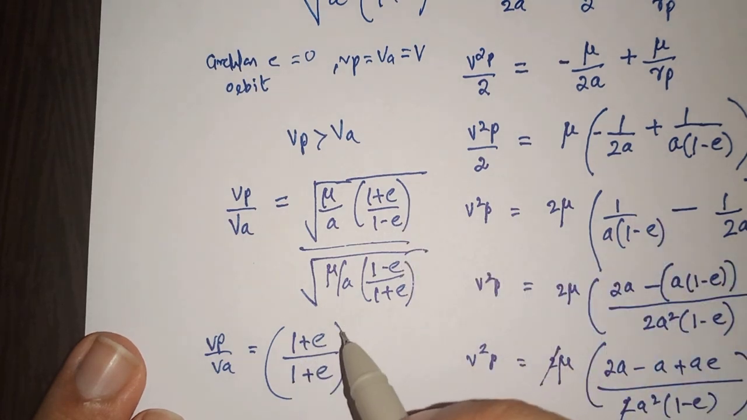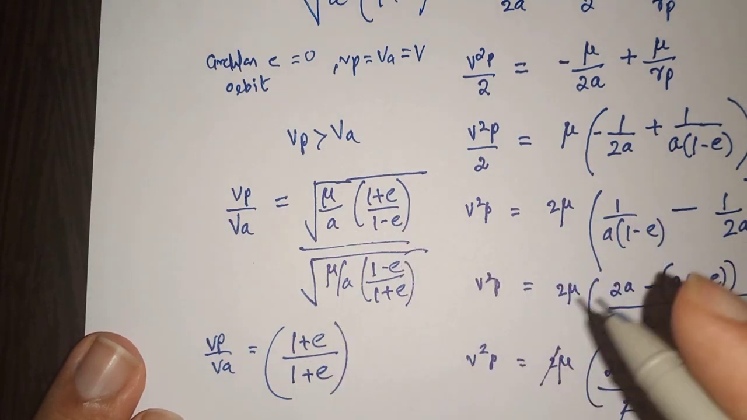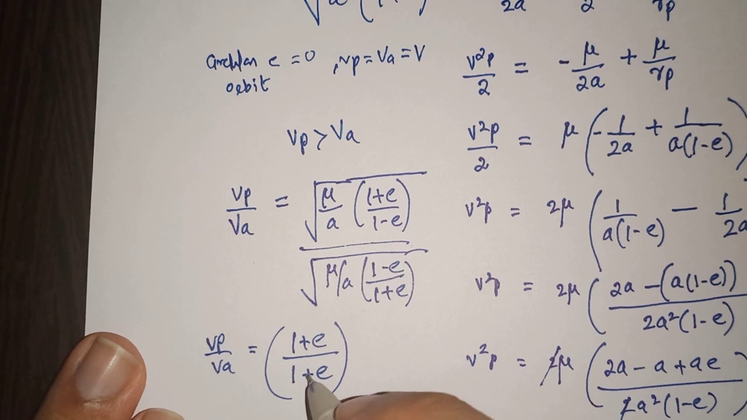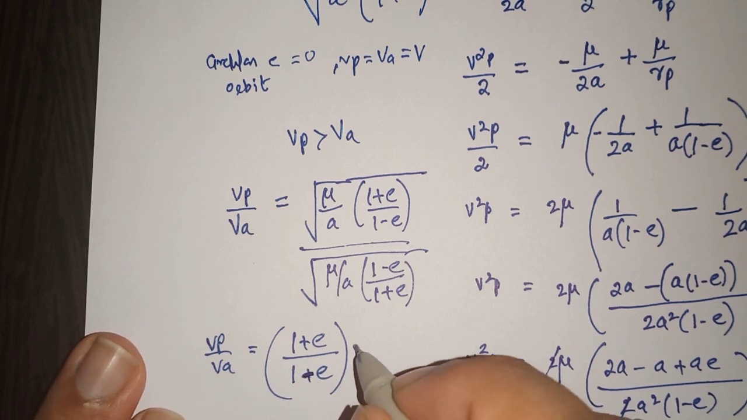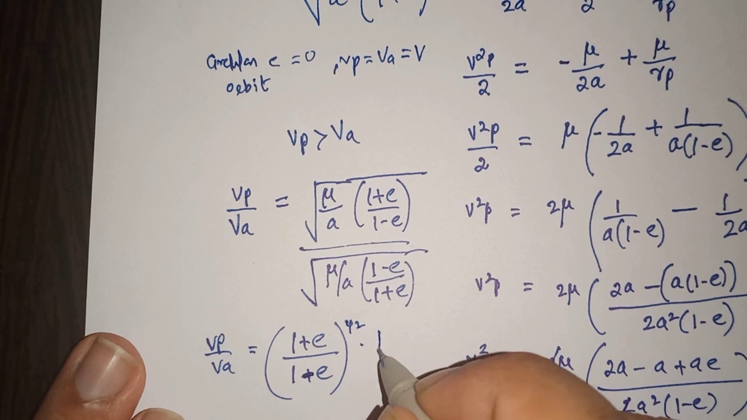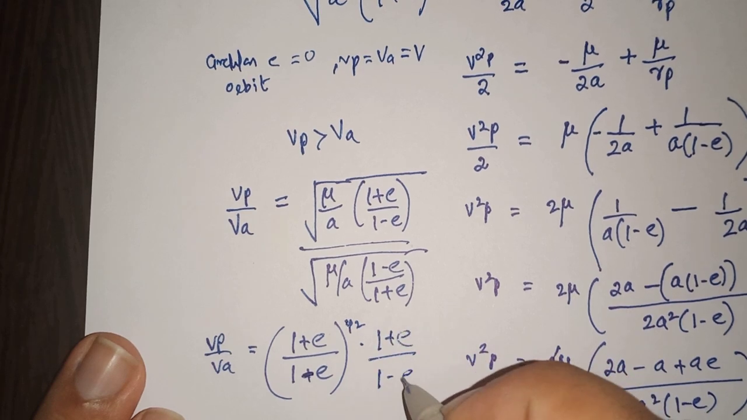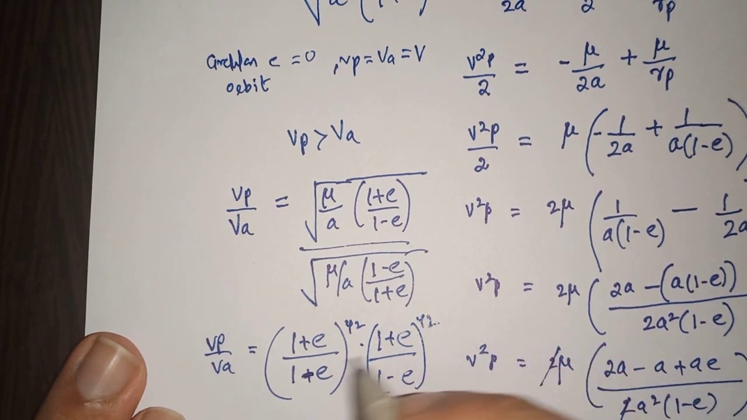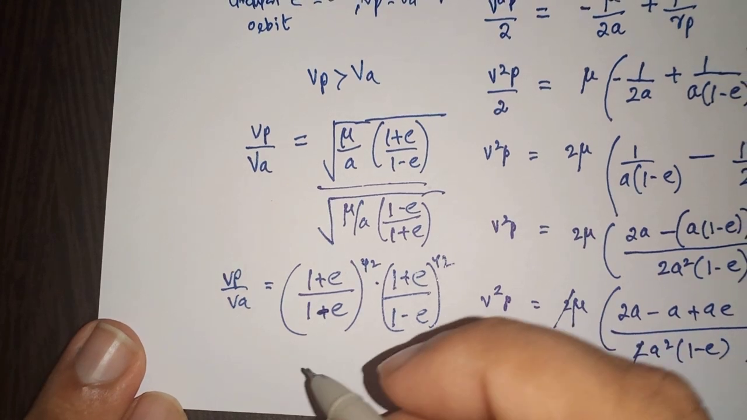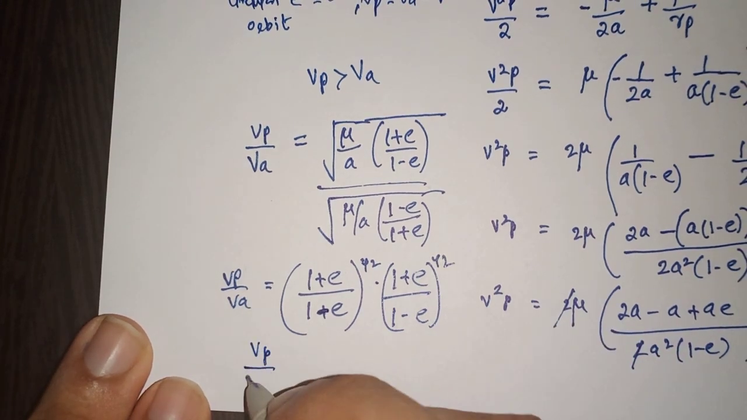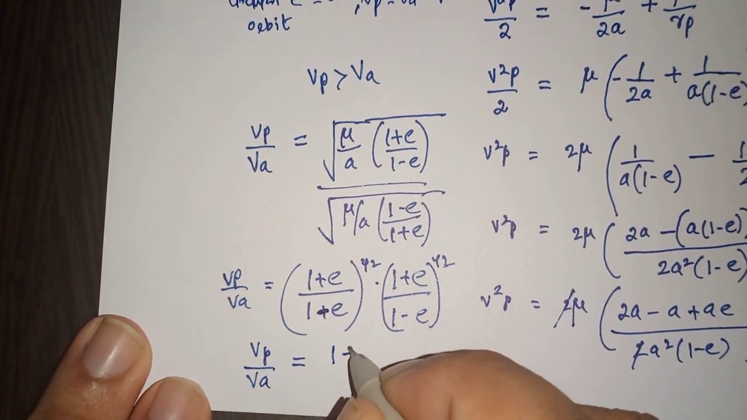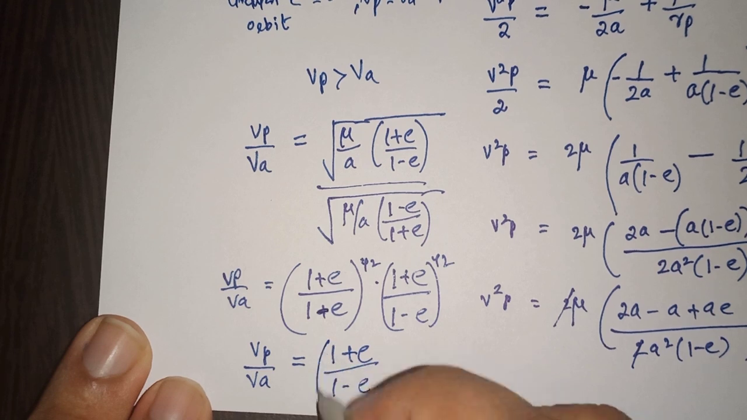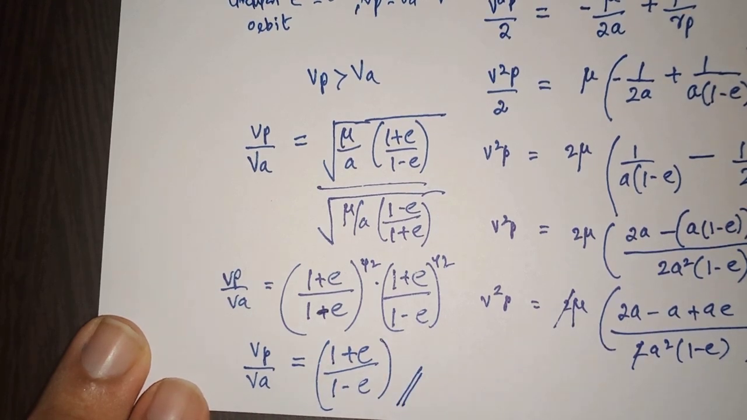So you end up with only (1 plus e) by (1 plus e) by (1 minus e). Sorry, 1 minus e. Okay. This is going to be half into [(1 plus e) by (1 minus e)] half. So half times half, it will yield me a result like Vp by Va is going to be (1 plus e) by (1 minus e). Okay, so this is some comparative study which we have derived.